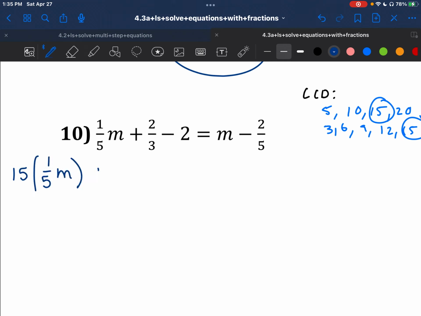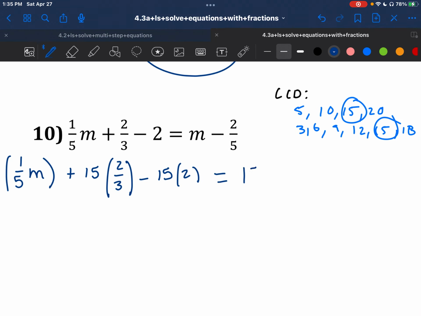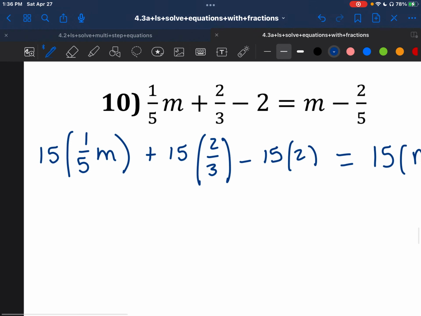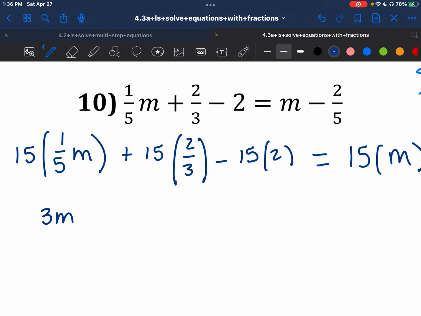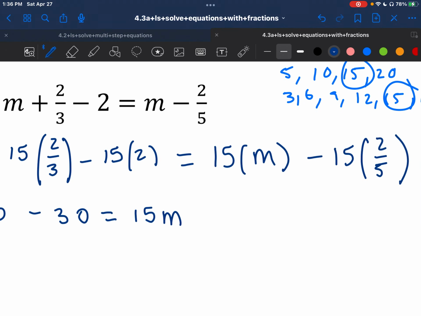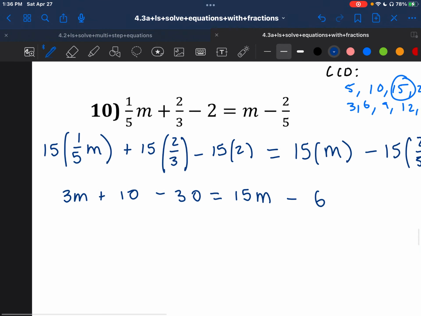15 times 1 over 5m plus 15 times 2 over 3 minus, yeah, so this is going to go like that, equals 15 times m minus 15 times 2 over 5. So 15 times 1 over 5m is going to be 3m. 15 times 2 over 3 is going to be 10. 15 times 2 is going to be 30. 15 times m is going to be 15m. And 15 times 2 over 5 is going to be 6.